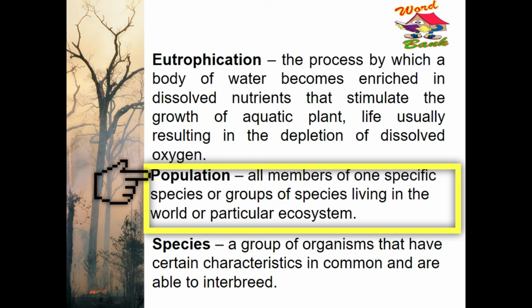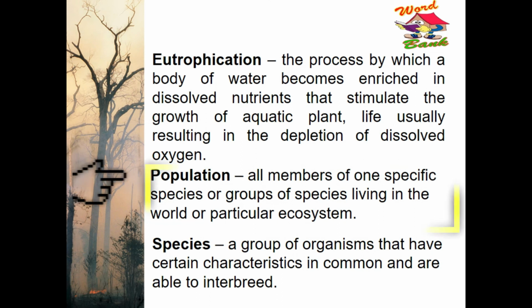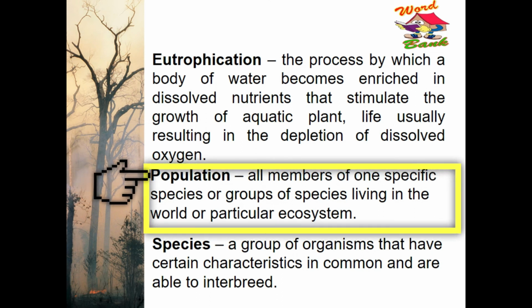Population, all members of one specific species or groups of species living in the world or a particular ecosystem. And lastly, species, a group of organisms that have certain characteristics in common and are able to interbreed.